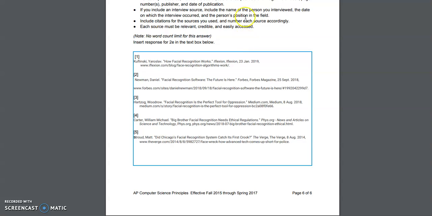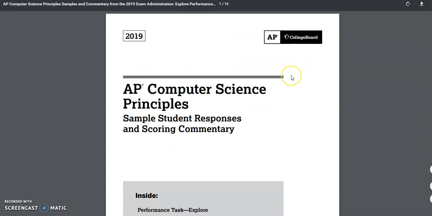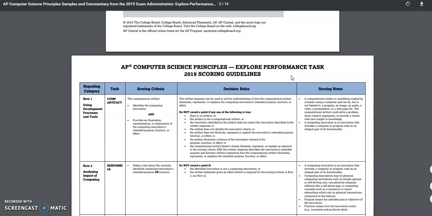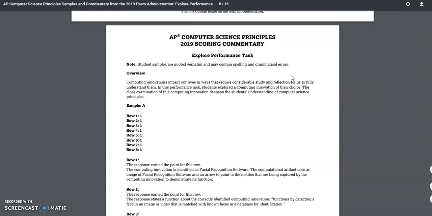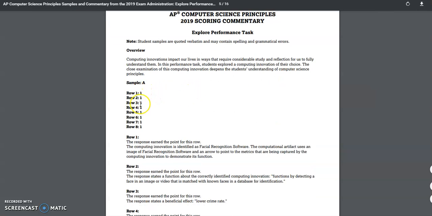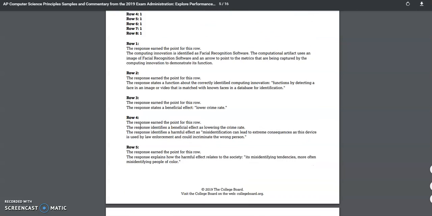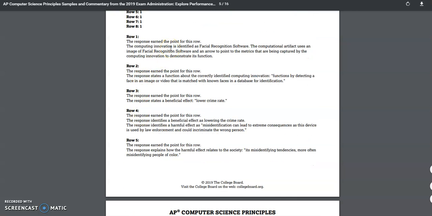Okay, so let's see how this student did. If you open up the commentary, it gives you the rubric we talked about already. So this student received points for all 8 rows. And for each individual row, there's notes about how this was scored. And whenever you see quotes on this commentary, that means those are the students' words. It came straight off of their written responses.